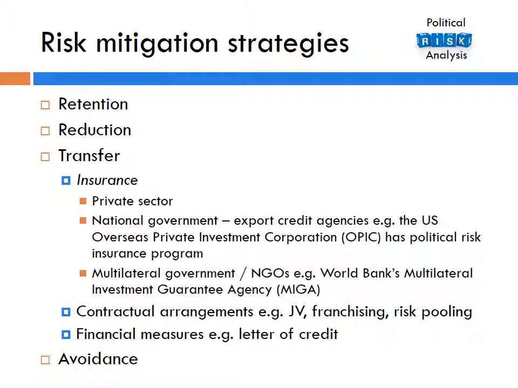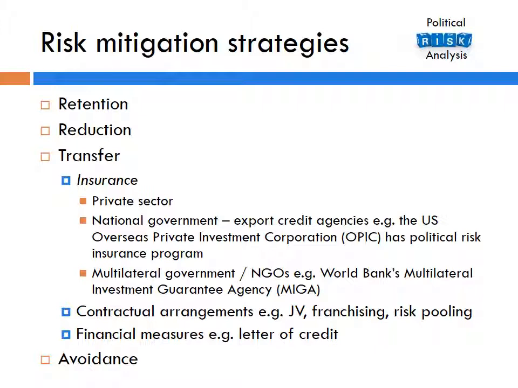Third is transfer. This is divided into insurance, contractual arrangements, and financial arrangements. For insurance, there are three types. First, the private sector. This includes companies like Lloyd's of London who focus on ships and AIG. Second is national government export credit agencies, e.g. the US Overseas Private Investment Corporation, OPIC, which has political risk insurance program. Third is multilateral government NGOs, e.g. World Bank's Multilateral Investment Guarantee Agency, MIGA.